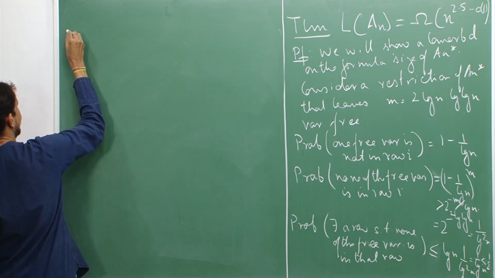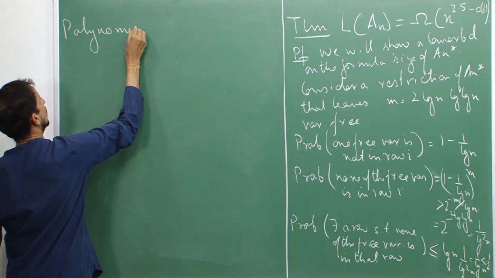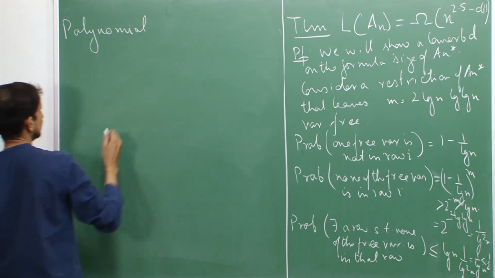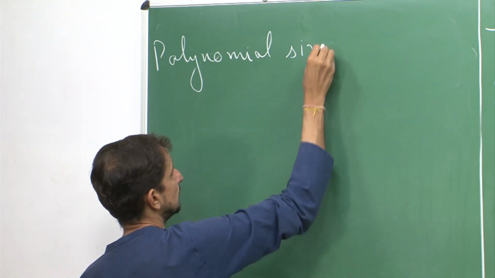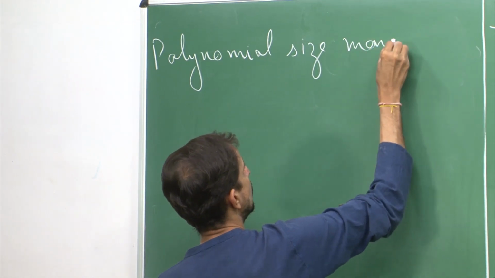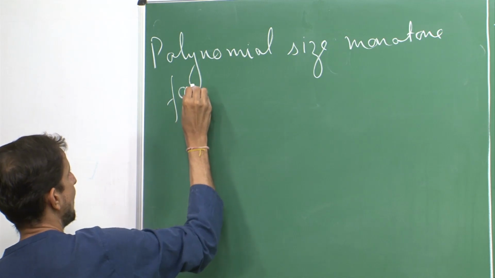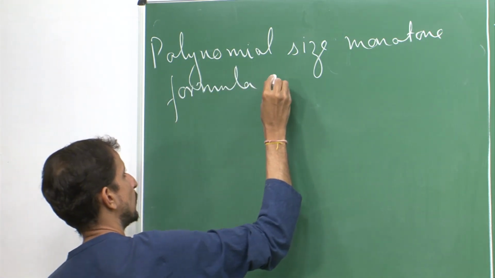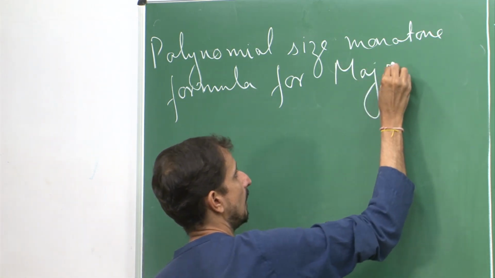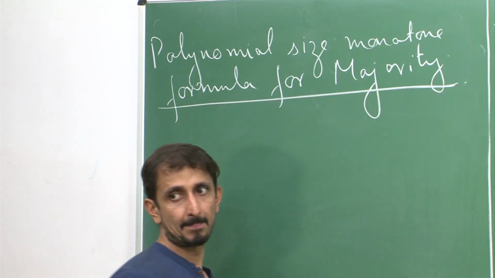Let me first write it down. Polynomial size monotone formula for the majority function. Okay.